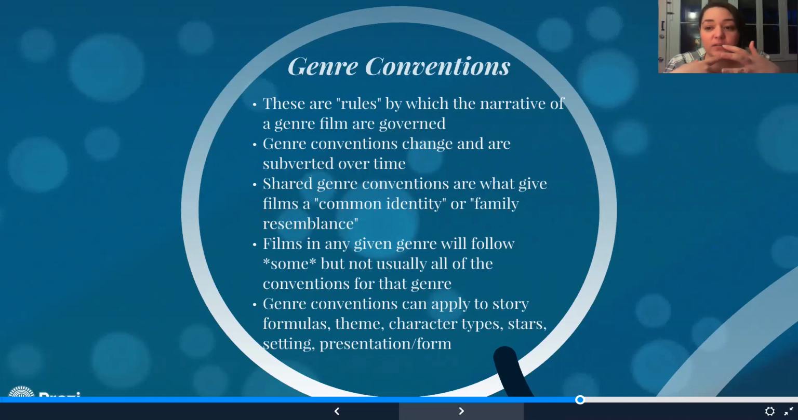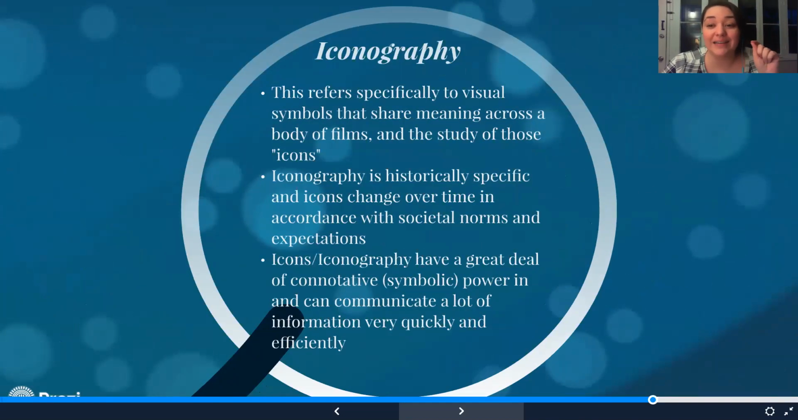Now, conventions specifically apply to things like story formulas, themes or motifs, character types, the stars, the actors that show up, the settings, the presentation, the form, right? So conventions specifically apply to these things. What types of stories are being told? What are the themes of those stories? What types of characters? Who is playing those characters? What settings do they take place in? And what does it look like, right? What's the presentation or form? Now, we're going to get more into visuals here in a second when we talk about iconography.